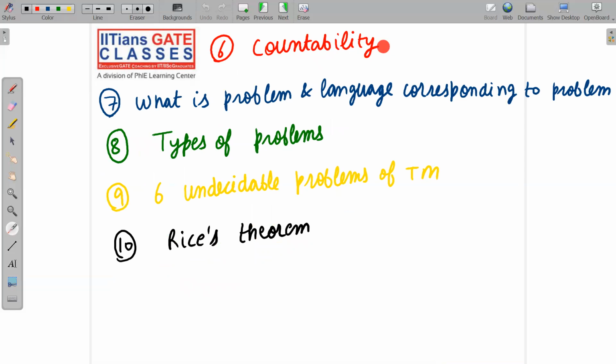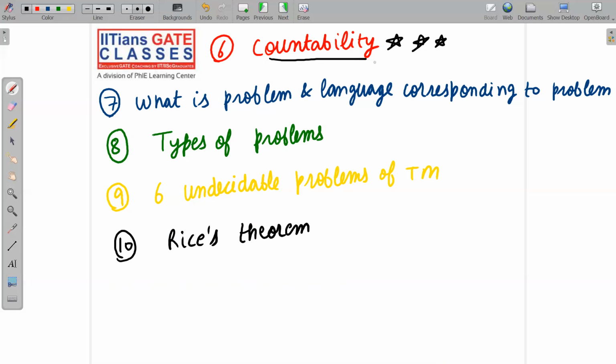Next is countability. Okay, so which set is countable, which set is uncountable. This is a very important topic, and lots of questions have been asked in various competitive exams, including GATE, NET, and so on. Okay, so make some stars on this topic. This is a very important topic. Okay, and it is the base for your decidability.